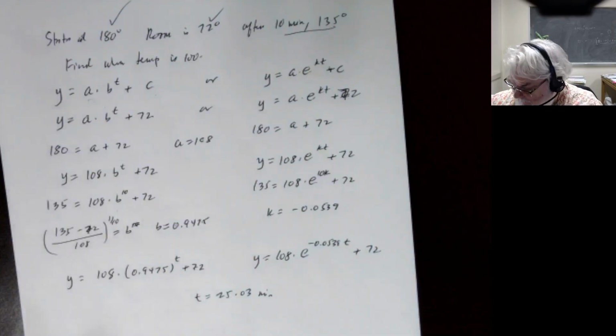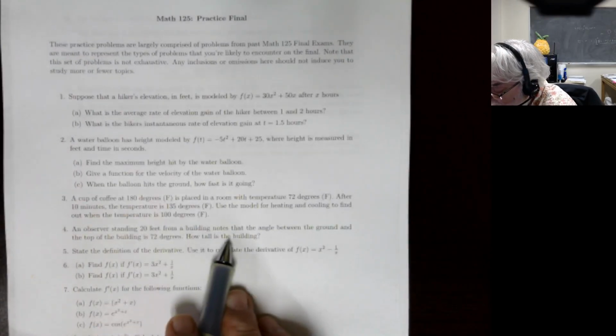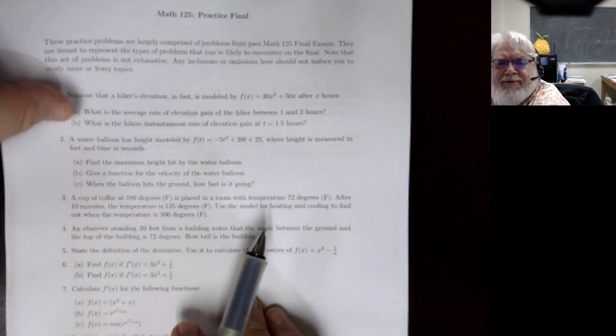Good. So that was kind of a long one. Let's see what's next. An observer is standing 20 feet from a building and notes that the angle between the ground and the top of the building is 72 degrees. How tall is the building? This one's kind of a harder one to draw, so let me keep that around here for a second.